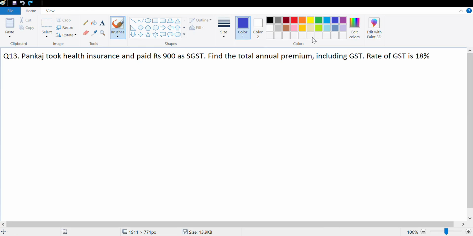Hi guys, let's look at the last couple of questions from this exercise. But before we start this video, let's quickly revise what we've talked about in GST. We talked about two different kinds of transaction, intrastate and interstate.